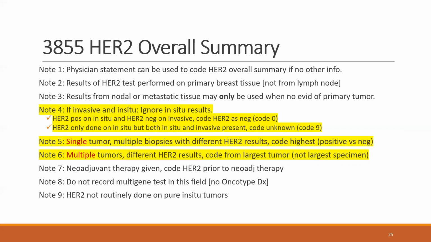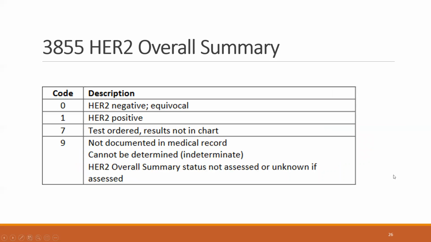Note 5 and note 6 separate out again the single tumor versus multiple tumors. If you have a single tumor and you have multiple biopsies with different HER2 results, code the highest or positive over a negative. If you have multiple tumors in the breast, you have different HER2 results, code from the largest tumor. Okay, so simple codes, either you have negative or positive, or you don't know.